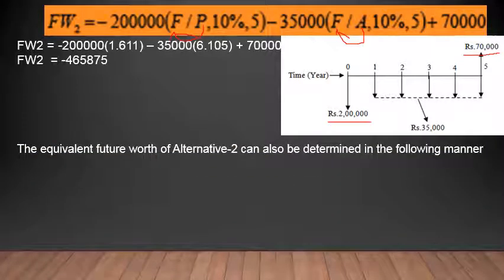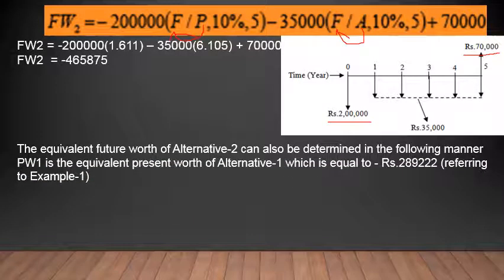Let us solve this using the second method. How do we do that? We have already calculated the present worth, right? How much did we get? We got 289,222 from our previous example. If you refer to the first session, you will get this answer.